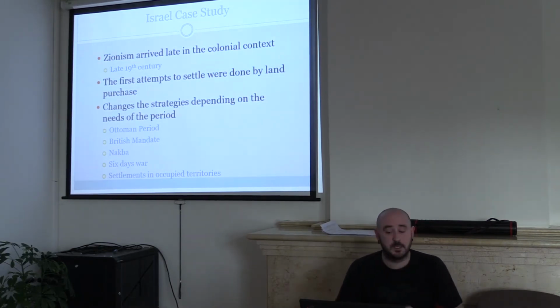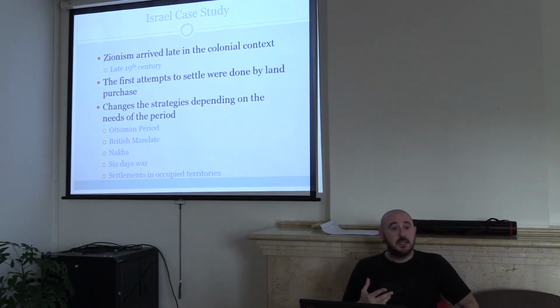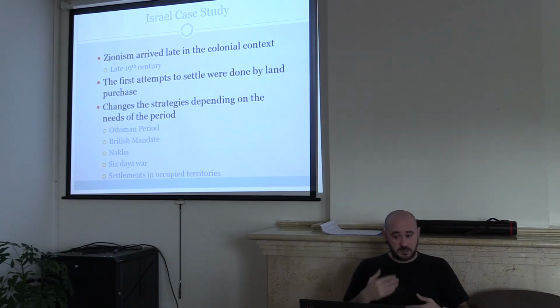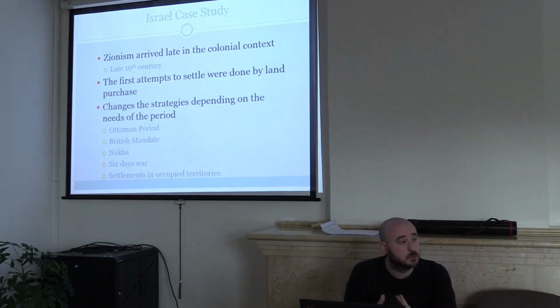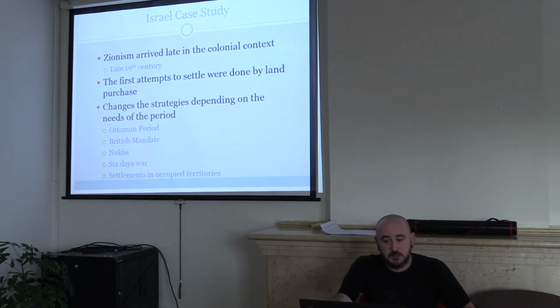As I said, the first attempts were done by land purchases, and in a long-term perspective, as I mentioned before, the Zionist project changes its strategies depending on the needs on the ground. It was not the same for them to face the Ottoman administration, the British Mandate, what happened with the Nakba, or later on the Six Day War, the June War, or the settlements in the occupied territories nowadays. They changed the characteristics on the ground, but always with the same aim in mind: to change the demographic balance of the population to make sure that the project will survive.